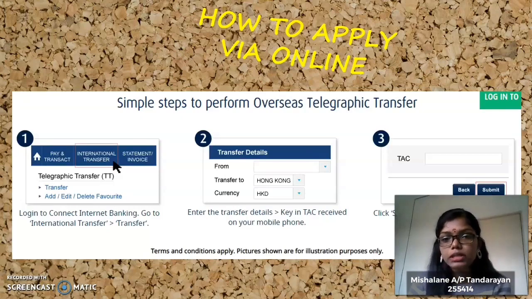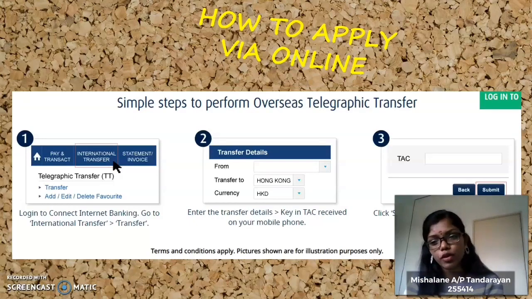The second step is transfer detail: from, transfer to whom, currency, like that. So you have to enter the transfer detail. For example, from Malaysia, transfer to Singapore. Then the currency will be Singapore dollar. Of course, Singapore dollar.